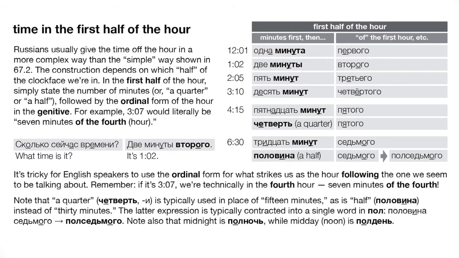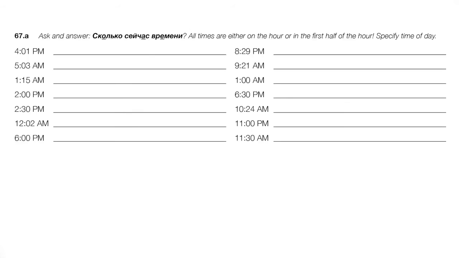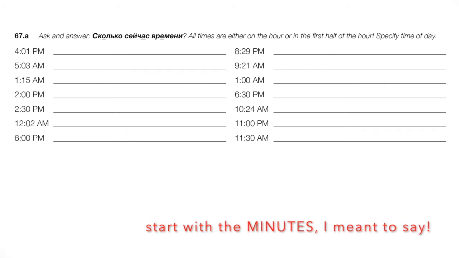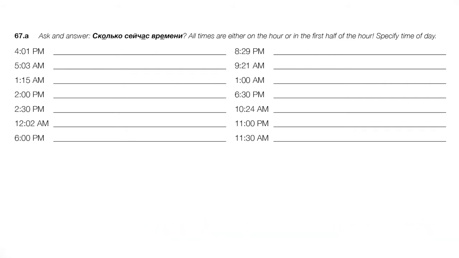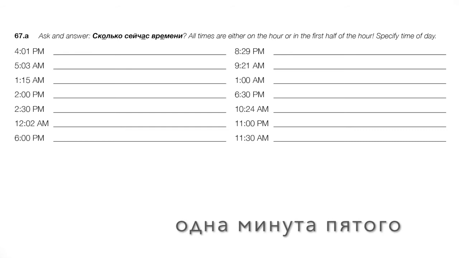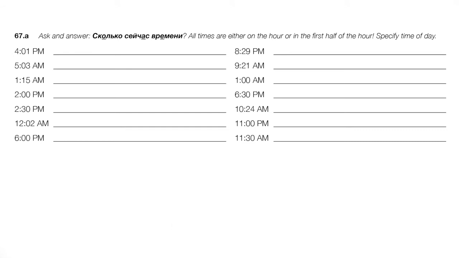Okay, so let's practice this a little bit. And remember, this is really, I think, kind of backwards for English speakers. It's not easy. So remember to start with the numbers, and then we're saying of the whatever hour, first, second, third, fourth, but we're kind of jumping ahead an hour in our English minds, I guess, right? So look at 4:01. We're going to be saying 1 minute of the fifth, right? So одна минута пятого. Remember your ordinal forms. You might need to review those. Одна минута пятого.